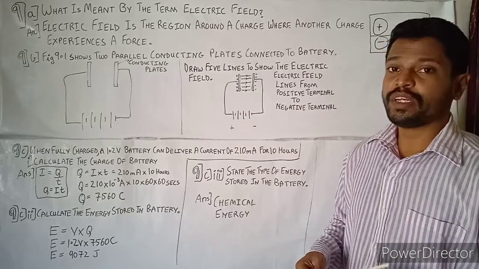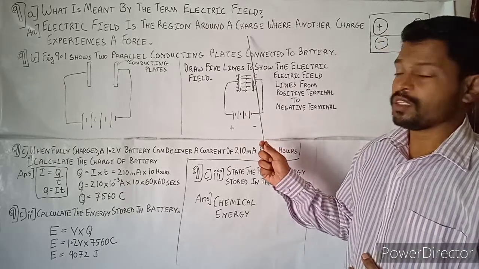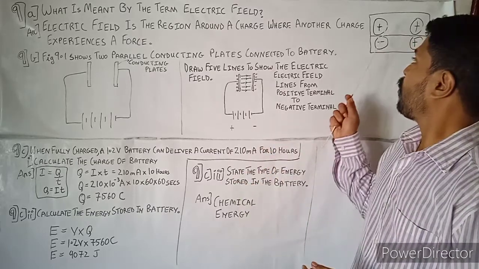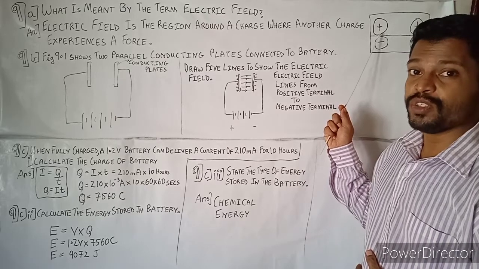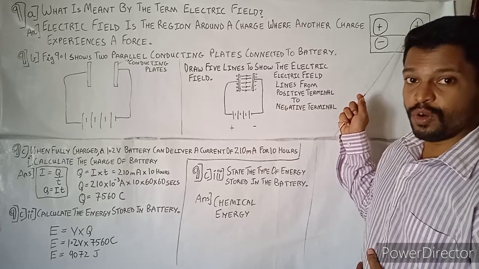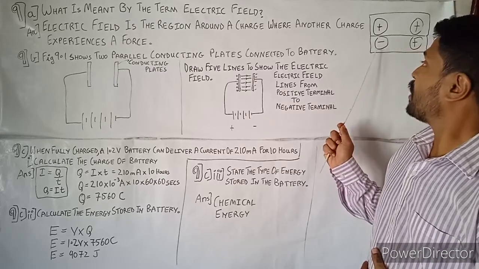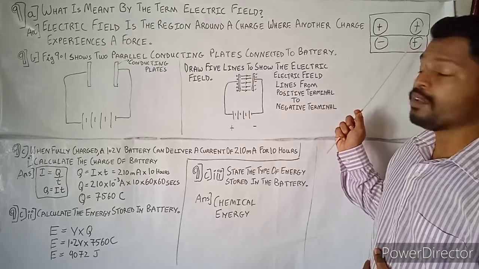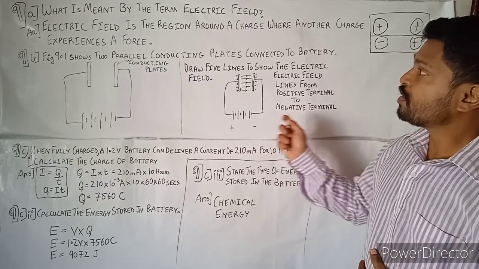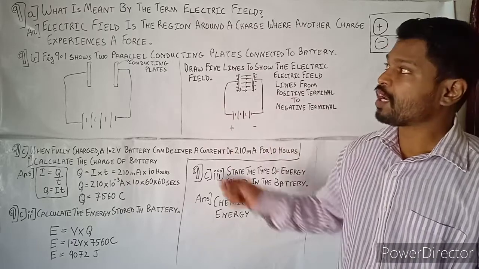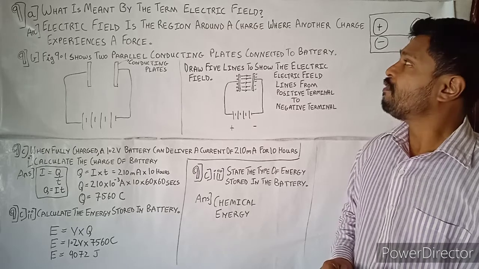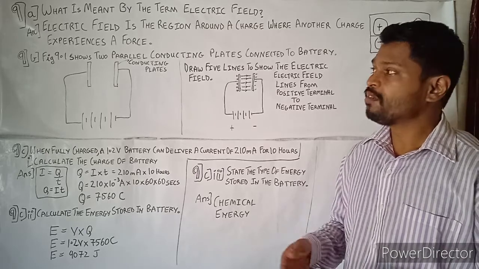So electric field is the region around a charge where another charge experiences a force. For example, the positive point charge experiences a force due to another charge brought opposite to it, and a negative charge experiences a force when another point charge is brought towards it. So this force is called electric field. So our answer is electric field is the region around a charge where another charge experiences a force.